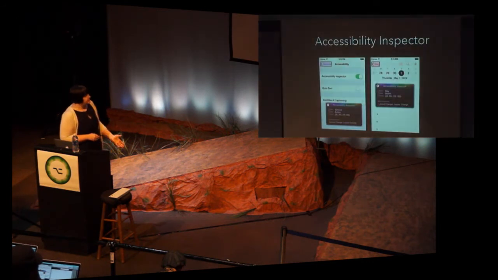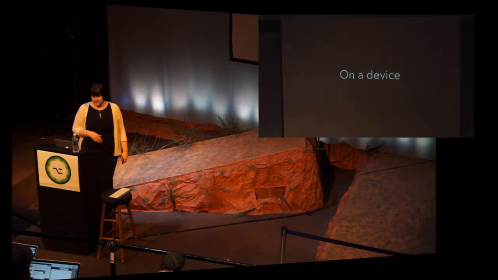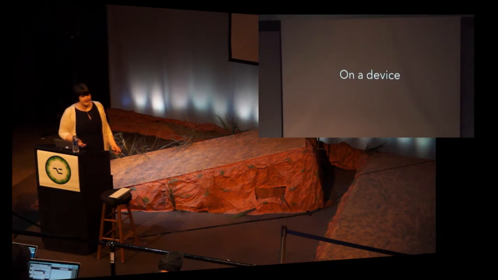You can use a simulator. You can use the accessibility inspector. I haven't actually checked, but I imagine it's still there in iOS 8. Basically, it's a little HUD that pops up, and it tells you the label, the traits, the frame, and any notifications that might be happening. But it doesn't really give you a good experience of what it's really like. So it's important to test on a device.